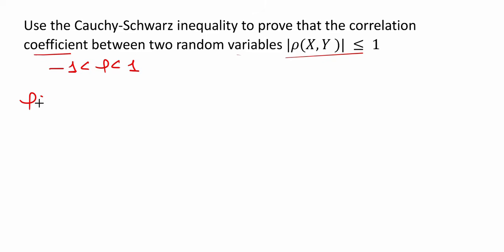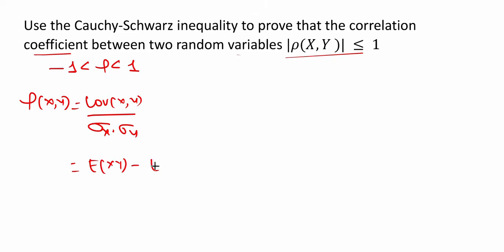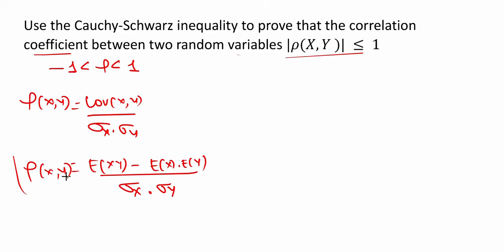Recollecting the formula, rho of X comma Y is the covariance of X comma Y divided by sigma X into sigma Y. Covariance is nothing but E of XY minus E of X product E of Y, divided by sigma X product sigma Y. So this is my rho of X comma Y. If I am able to show that the modulus of this is less than or equal to 1, we are done. We'll have to apply Cauchy-Schwartz inequality to prove this.